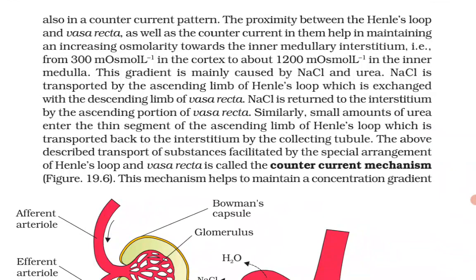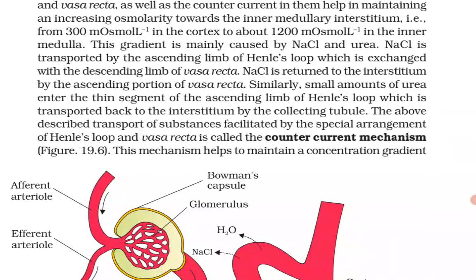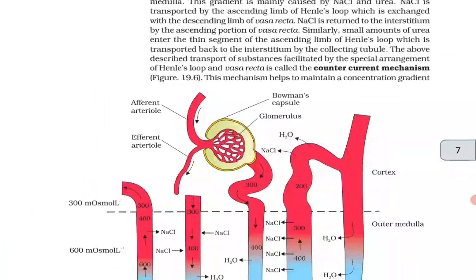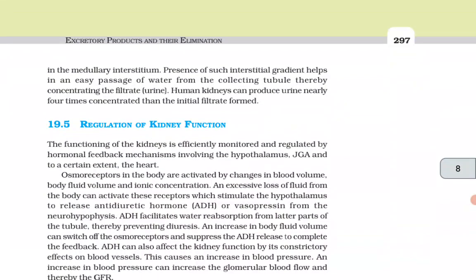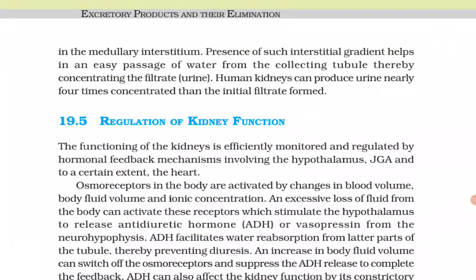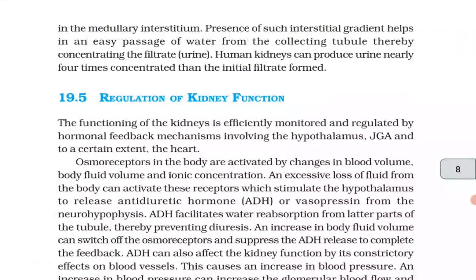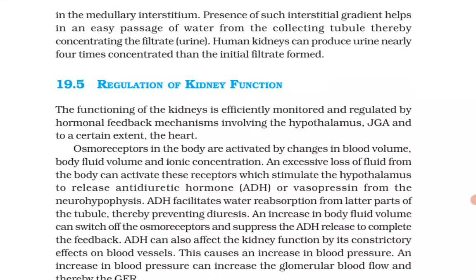Similarly, small amounts of urea enter the thin segment of the ascending limb of the Henle's loop, which is transported back to the interstitium by the collecting tubule. The above described transport of substances, facilitated by the special arrangement of the Henle's loop and vasa recta, is called countercurrent mechanism. This mechanism helps to maintain a concentration gradient in the medullary interstitium. Presence of such an interstitial gradient helps in an easy passage of water from the collecting tubule, thereby concentrating the filtrate or urine. Human kidneys can produce urine nearly 4 times more concentrated than the initial filtrate formed.